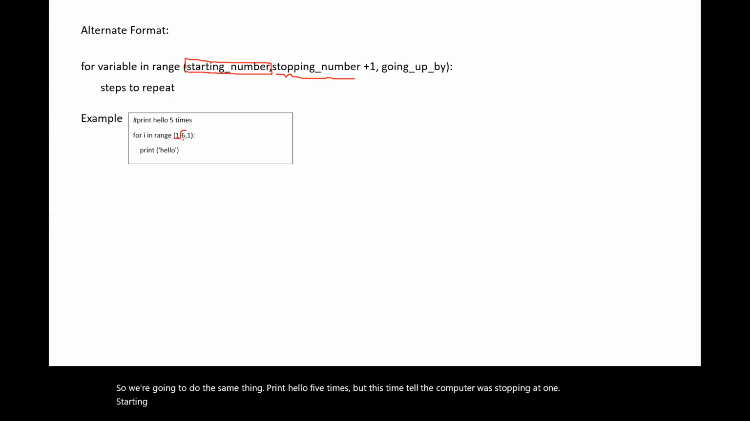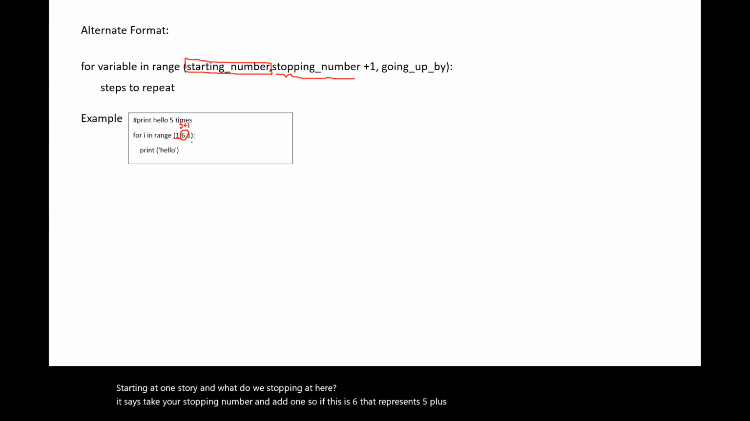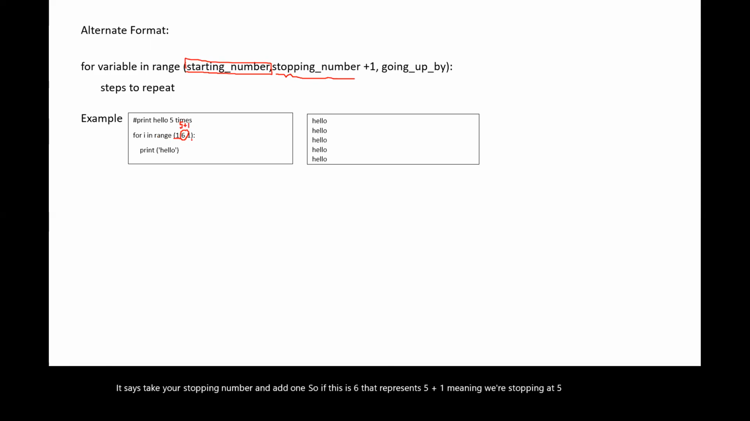And what are we stopping at here? It says take your stopping number and add 1. So if this is 6, that represents 5 plus 1, meaning we're stopping at 5. Going up by 1, print hello 5 times. This is exactly what it did before. Now, what is the purpose of this plus 1? We're going to have to go back to the previous slide to explain.